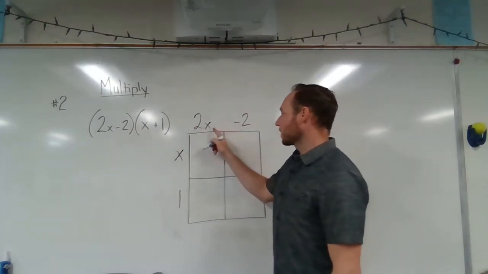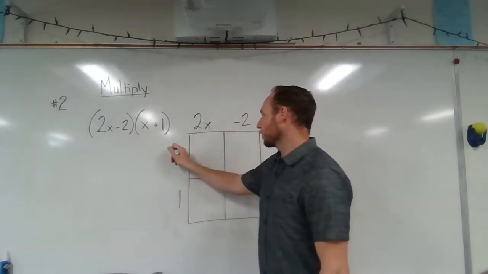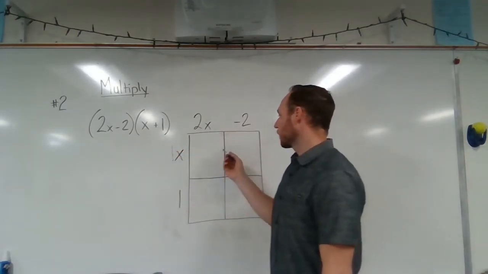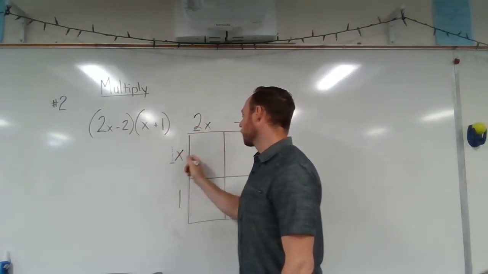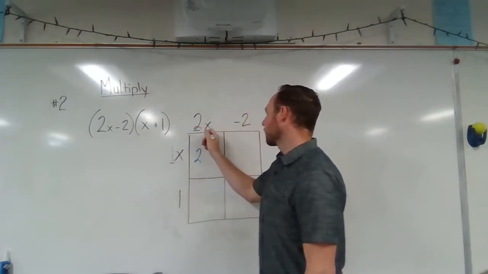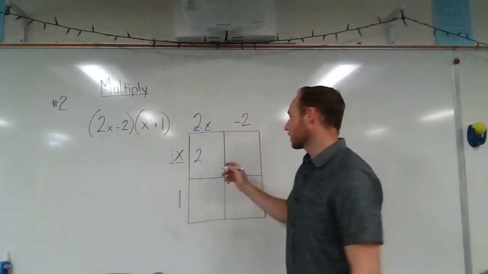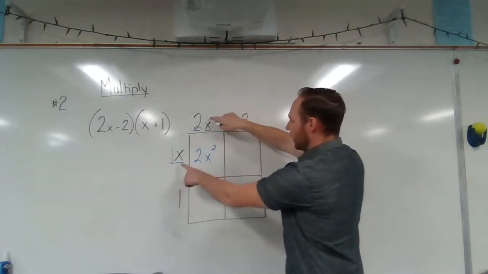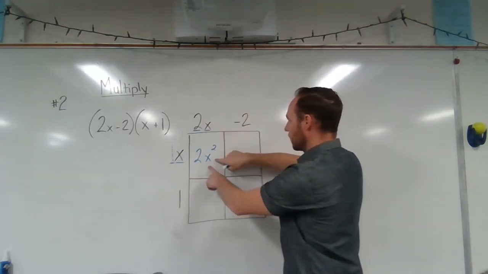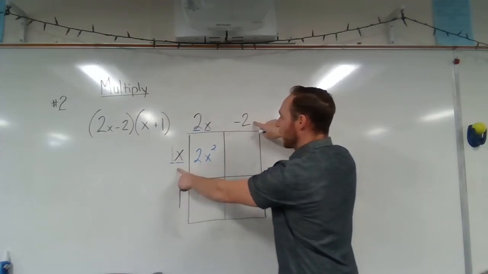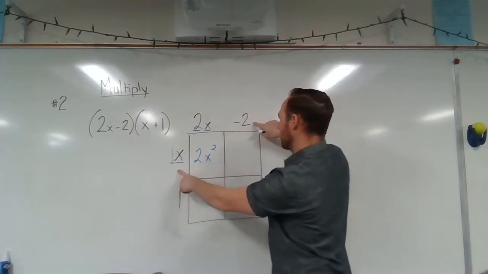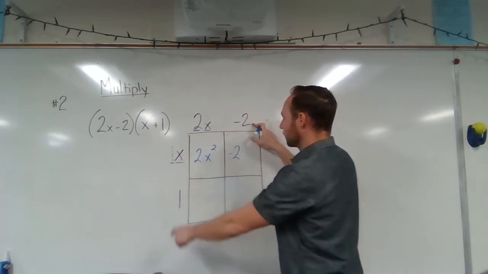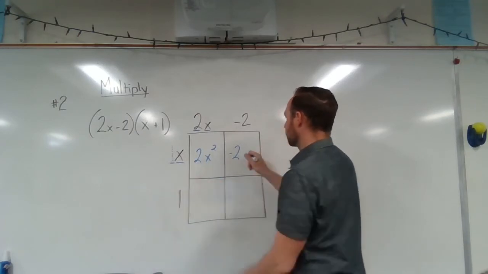So I have 2x times x. Well, technically, if you think about this, this is actually like a 1x, but the 1 just isn't there. So what I do is I multiply 2 times 1, which gives me 2. Next, I multiply x times x, which gives me x squared. So when I multiply 2x times x, I'm left with 2x squared. Next, I'm going to multiply my negative 2 and my positive 1x, or x. Negative 2 times 1 is negative 2. And there's no x here, so I just am left with 1x.